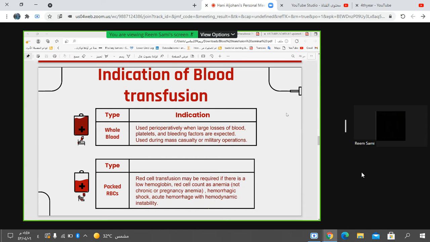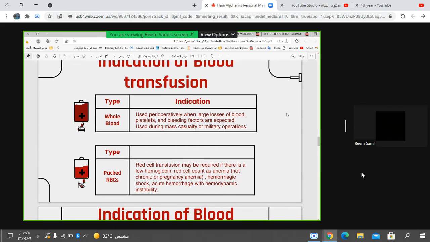What about the packed RBC? We can use packed RBC when there is low hemoglobin or red cell count as in anemia, or when there is hemorrhagic shock or acute hemorrhage with hemodynamic instability. But you must keep it in your mind, not in chronic or pregnancy anemia. Do you remember what's the treatment for chronic anemia? Can anyone remember?